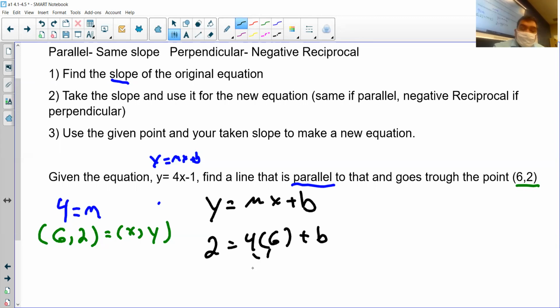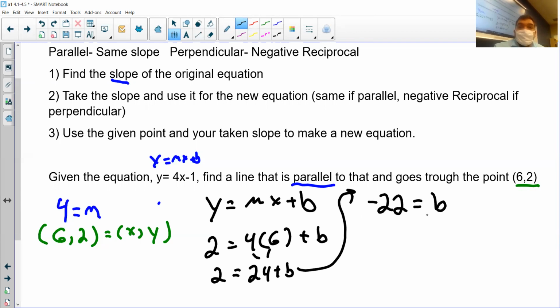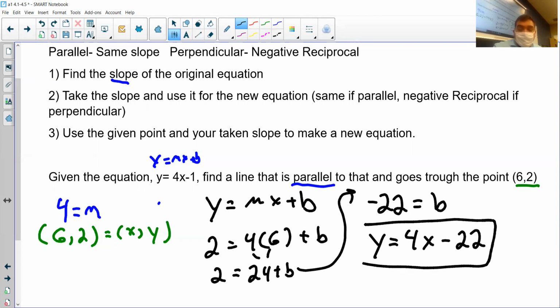4 times 6, 24, plus b equals 2. Subtract 24 on both sides. You should have negative 22 equals b. Good. And then you're going to finalize your last equation. So your new equation is y equals 4x minus 22. That is your final answer.